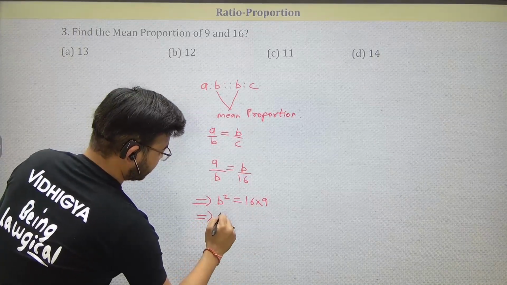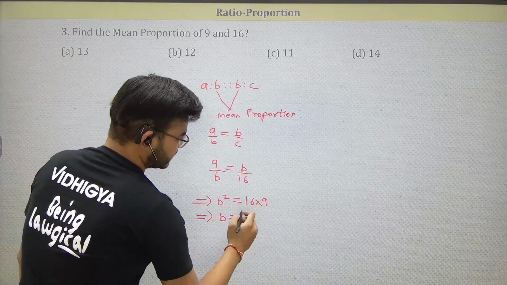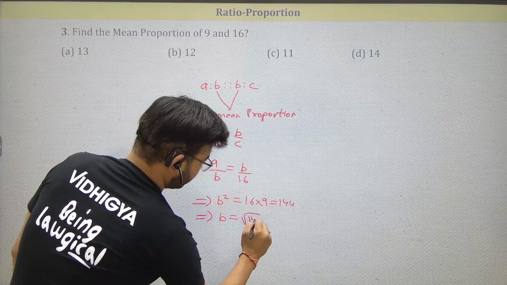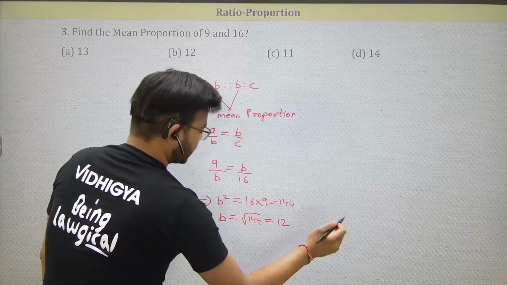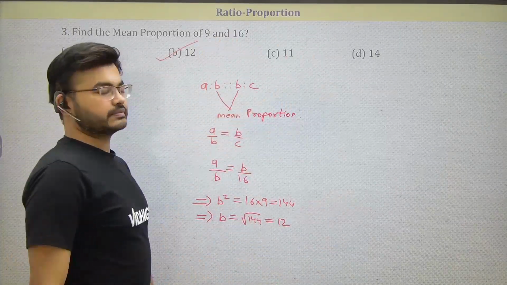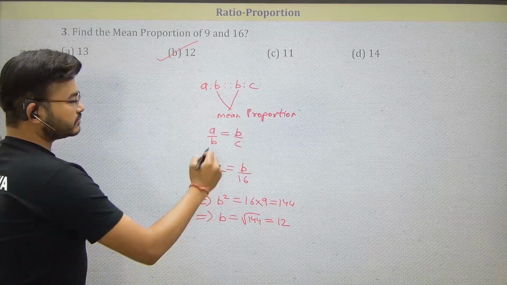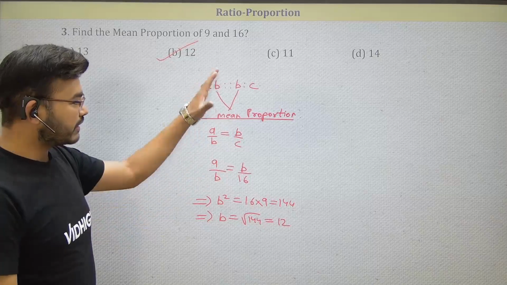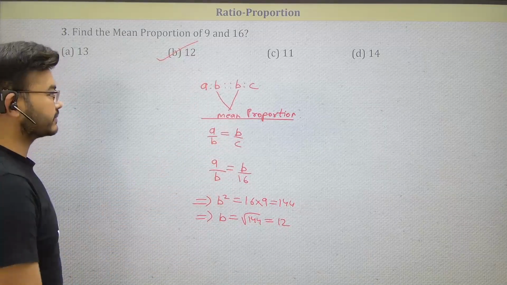So this will imply B is equal to square root of 16 into 9, that is 144. So square root of 144 equals 12. So the mean proportion will be 12. Okay. So whenever we are given two quantities and asked the mean proportion, we'll calculate it like this.